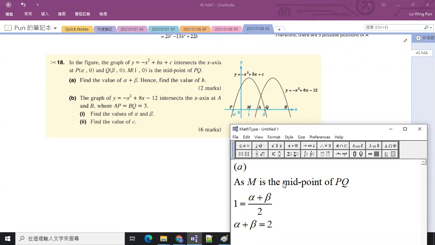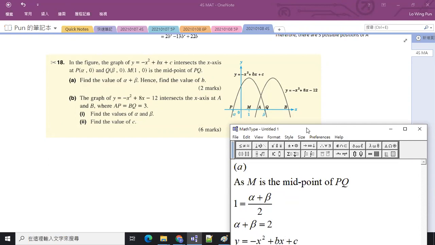好啦，我哋有咗呢個 alpha plus beta 之後，呢一個其實就係個 sum of roots，係嘛？Sum of roots. Okay, so the sum of roots can also be calculated by another formula, that is negative B over A. Okay, in our equation, y equals negative x squared plus bx plus c.